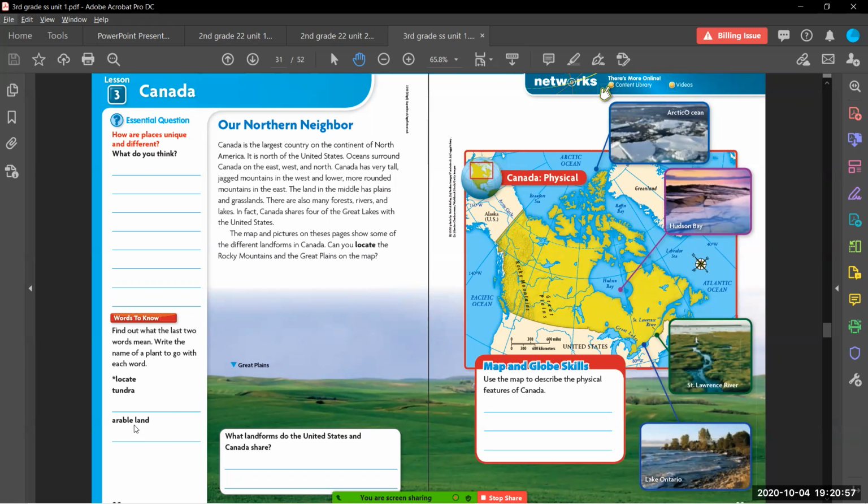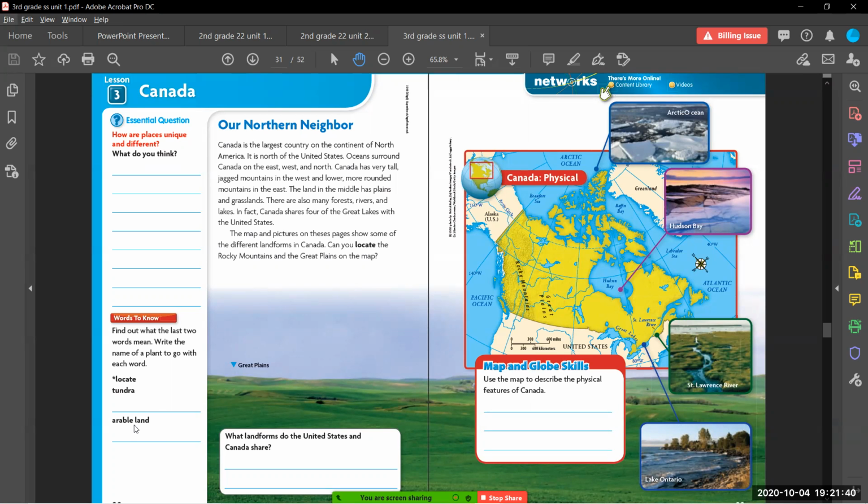So our lesson starts with the heading, our northern neighbor, because Canada is above the United States, so it's our neighbor to the north. Canada is the largest country on the continent of North America. It is north of the United States. Oceans surround Canada on the east, west, and north. Canada has very tall, jagged mountains in the west and lower, more rounded mountains in the east. The land in the middle has plains and grasslands. There are also many forests, rivers, and lakes. In fact, Canada shares four of the Great Lakes with the United States.